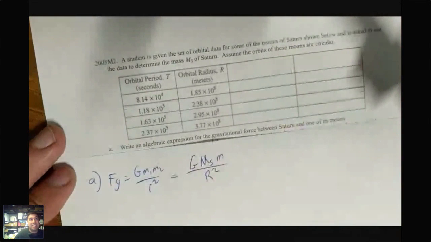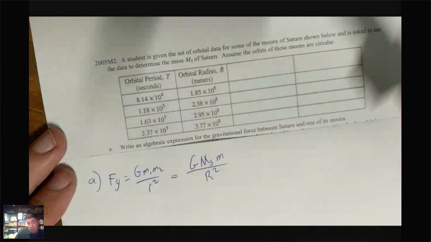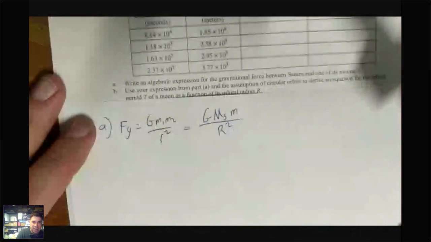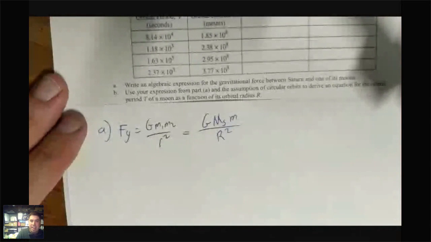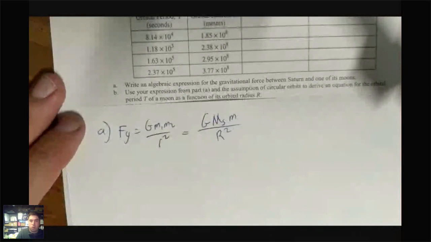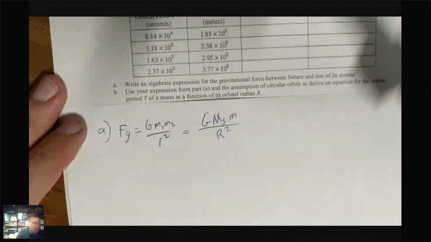And that's it. That right there gets you some nice, easy, free points. Probably only one, but hey, it's a free point. So pretty awesome. Part B gets a little more complicated. Use your expression from part A and the fact that we're assuming circular orbits to derive the orbital period of the moon as a function of its orbital radius r.